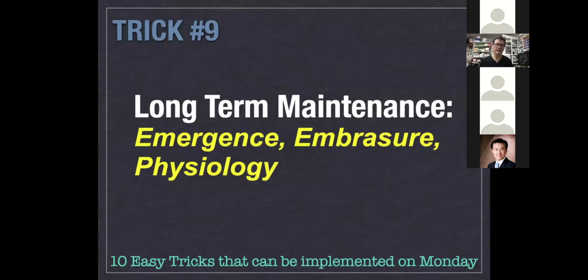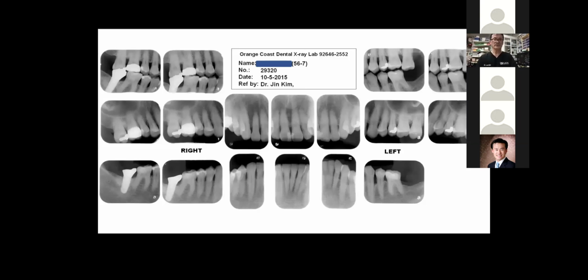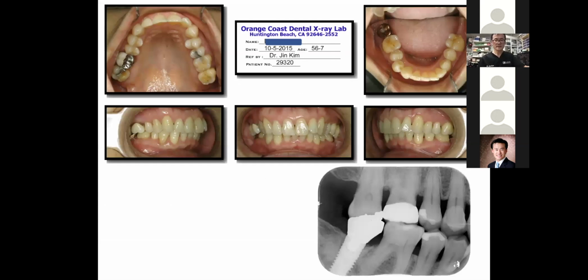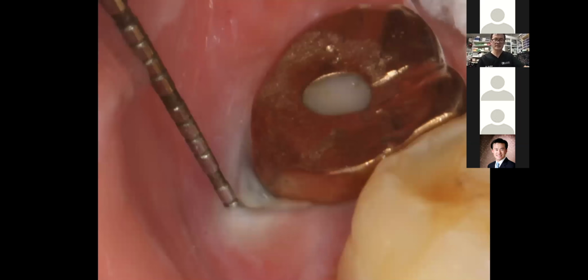Trick number 9. Once we create all this healthy tissue, we have to have a very smart long-term maintenance plan so that the emergence and embrasure, the physiology, can be maintained for many, many years to come. So let's look at this example. This lady is a medical doctor. She's a physician. She had a single tooth implant in the lower right, not doing very well. She's constantly having smell. It's just irritation and things like that.